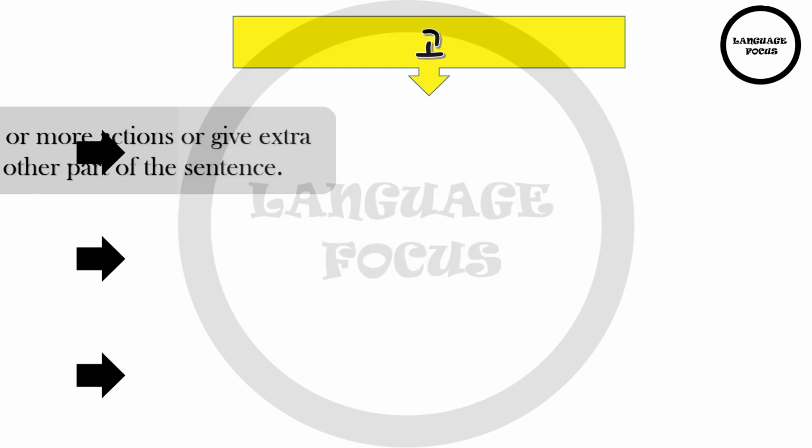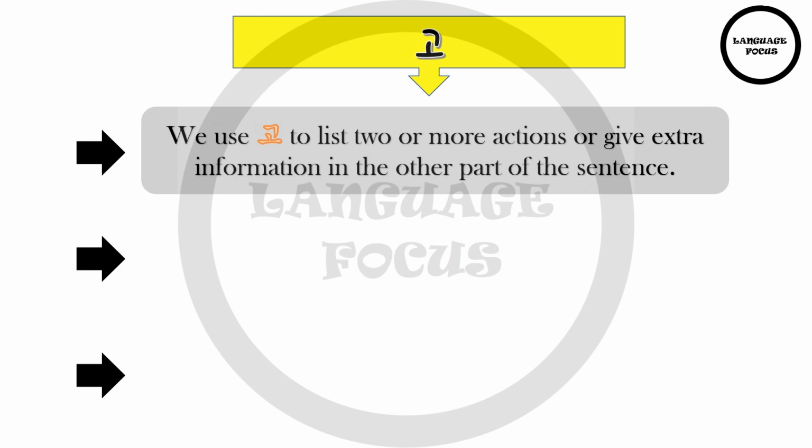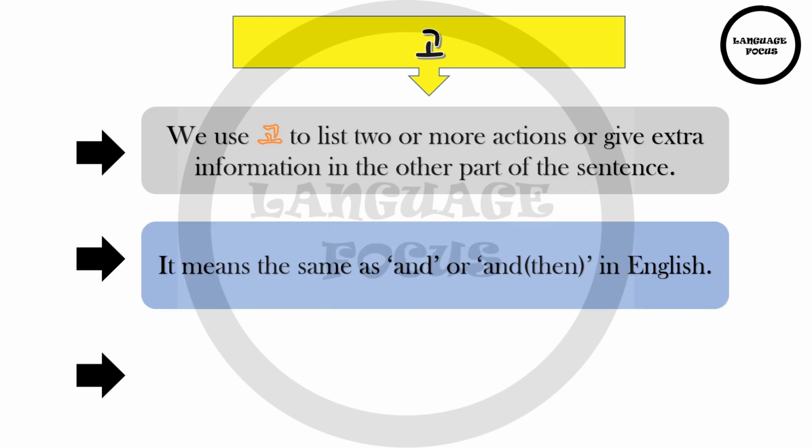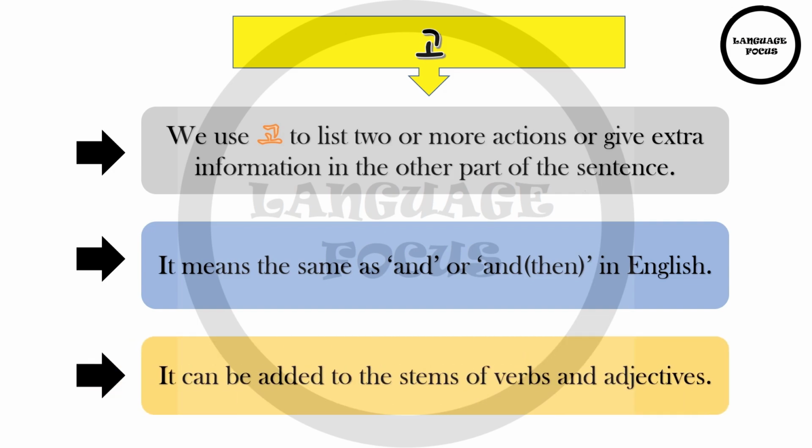Go. We use go to list two or more actions or give actual information in the other part of the sentence. Secondly, it means the same as and or and then in English. And then last one, it can be added to the stems of verbs and adjectives.